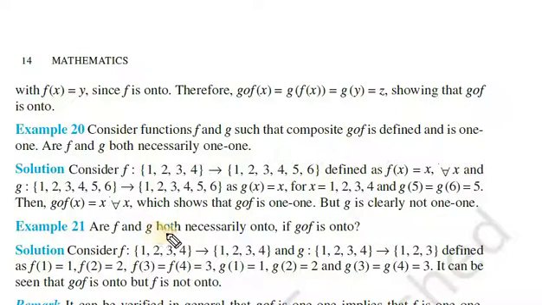Are f and g necessarily onto if g of f is onto? So you can see that this is not necessary. f may not be onto. g of f is onto, f is not onto. So that is the thing.